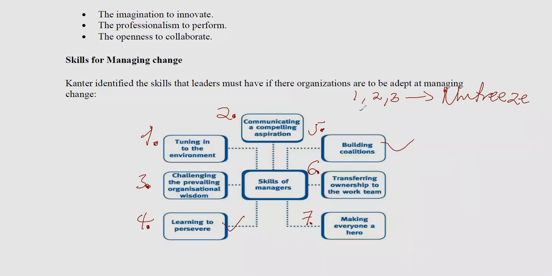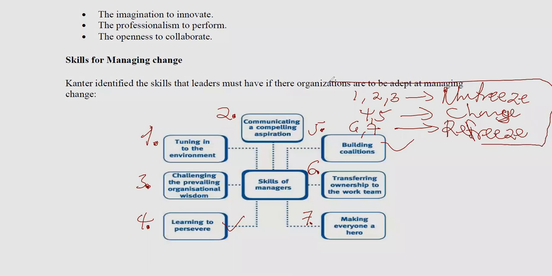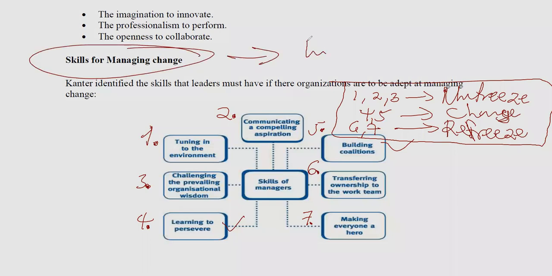So we can look at 4 and 5 as the change itself. That is when you learn to persevere, or learn to implement the change, and build alliances with people. Then when we look at 6 and 7, rewarding people or making them feel part of the decision-making process, it will make the change come, stick and stay. So that becomes the refreeze process. You see, they're all related and linked. The skills for managing change are successful ways of implementing change, right?